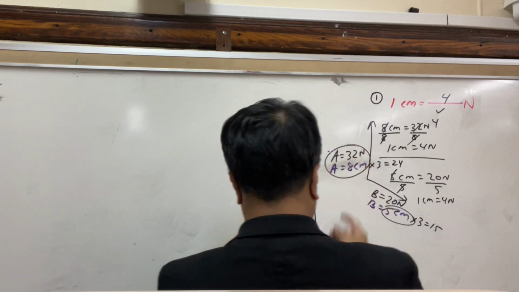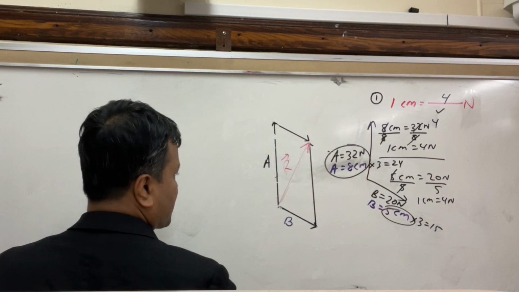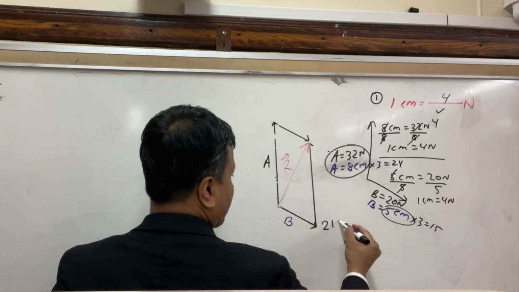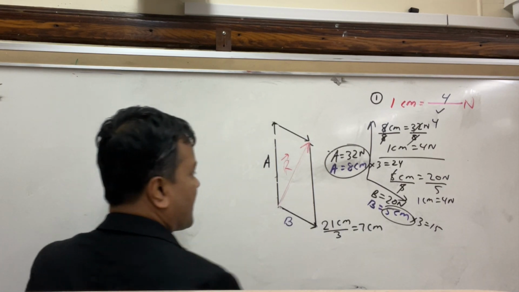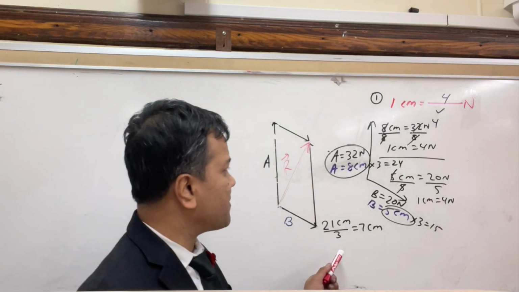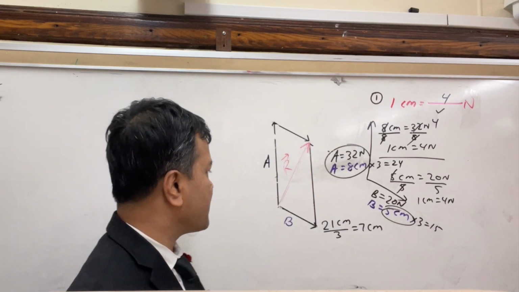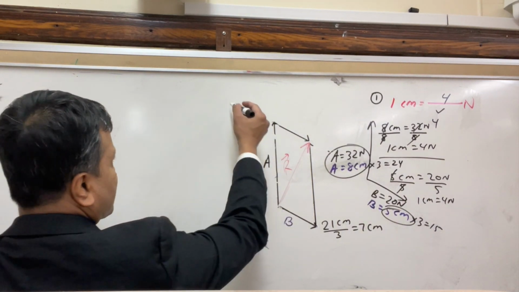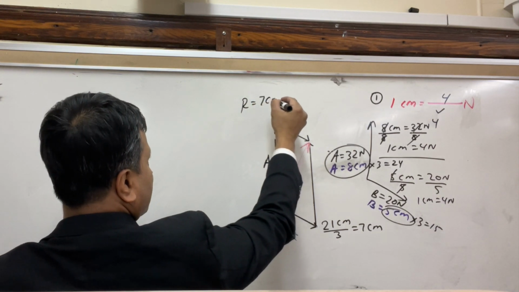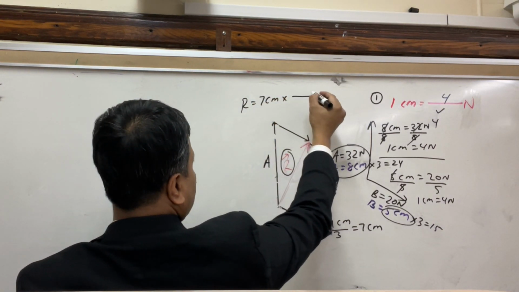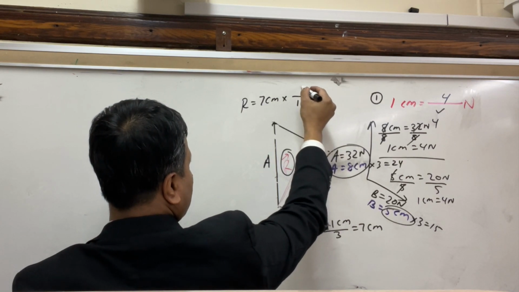So this is 21, so I'm going to write 21 centimeters. Divide by 3, so it's 7 centimeters. Why do I divide by 3? Because I multiplied by, of course, 3. That's why I divide by 3: 7 centimeters. Now I'm going to write R is equal to 7 centimeters. And of course, centimeter is at the bottom, Newton at the top. 1 centimeter is, of course, 4 Newtons.